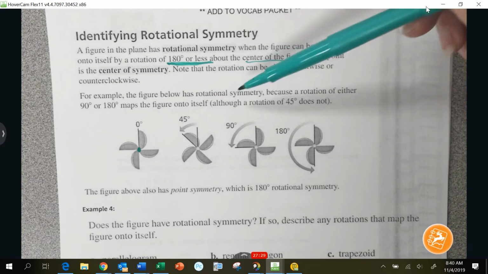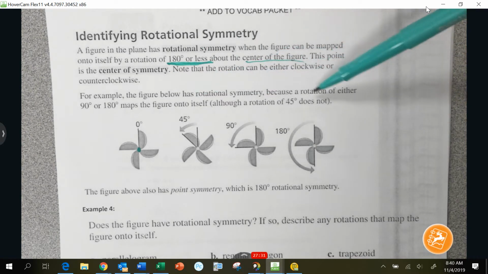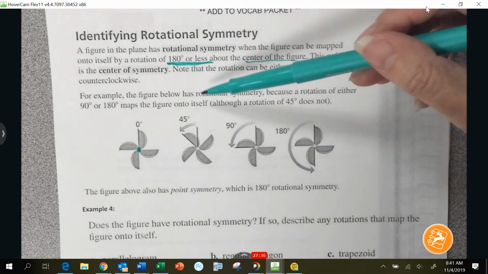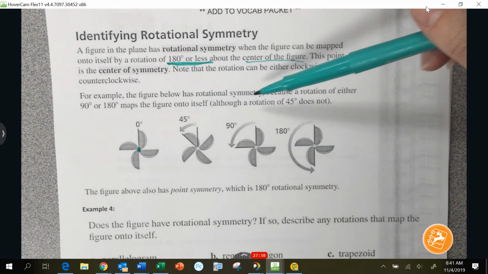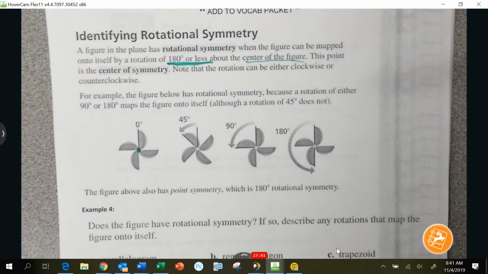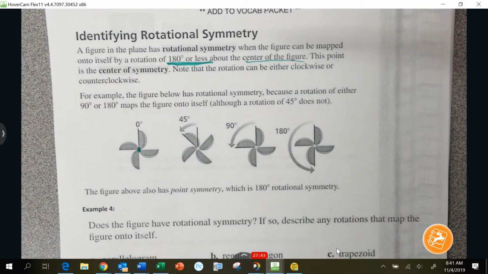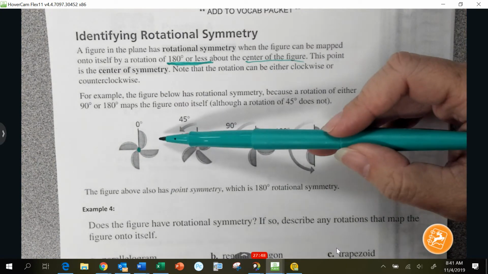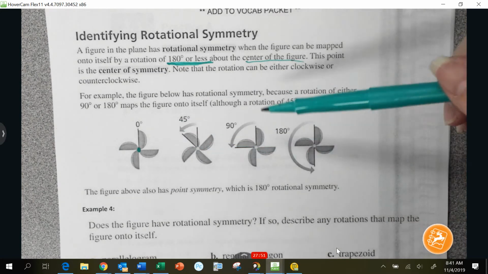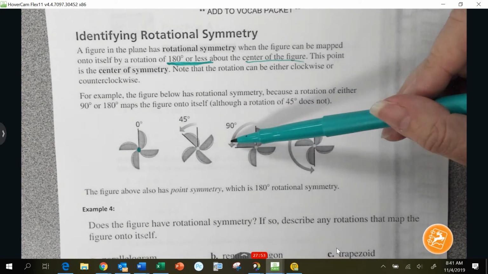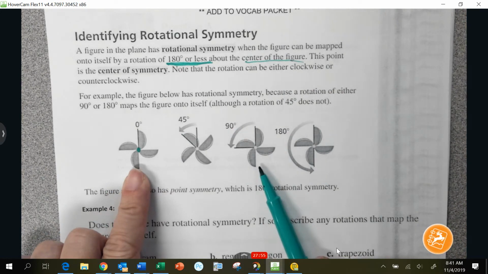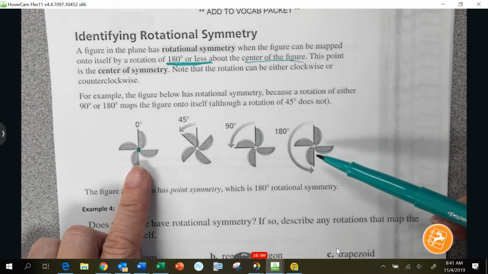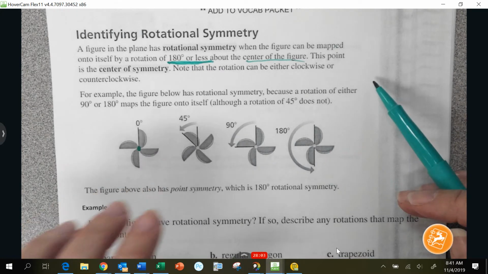For example, the figure below has rotational symmetry because a rotation of either 90 degrees or 180 degrees maps the figure onto itself. A rotation of 45 degrees does not. So then they've got examples where the original figure is right here. If we rotate it 45 degrees, does it match the original figure? No. But if we measure 90 degrees rotation, now these two look exactly the same. Or if we do 180 degrees, these first ones and last ones look exactly the same. So this has rotational symmetry.